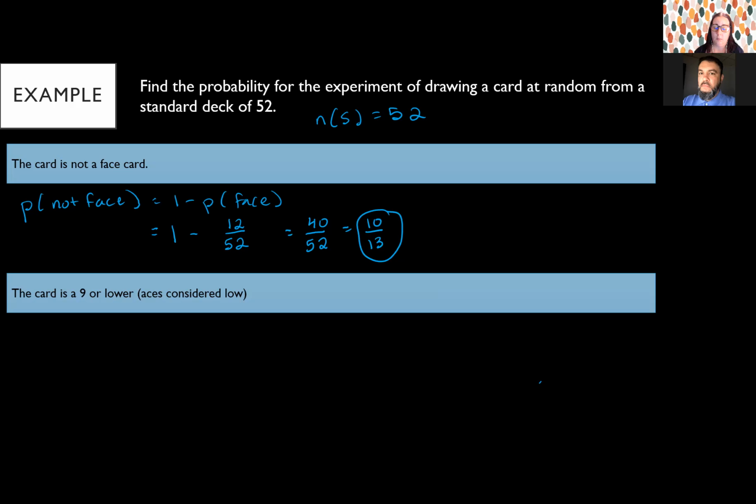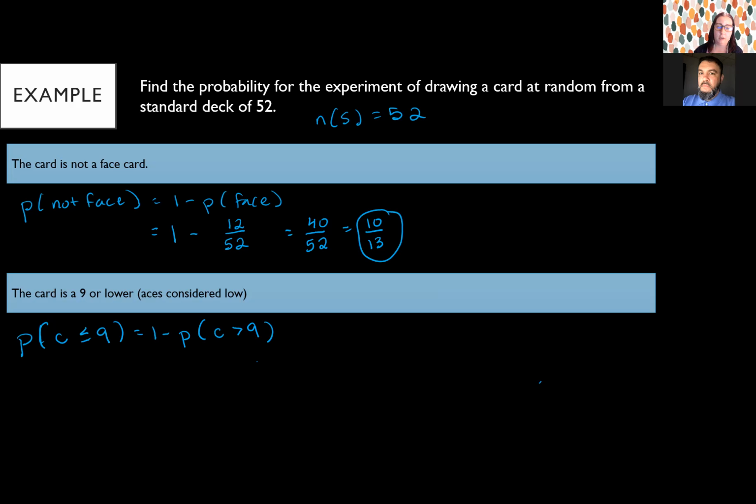The next event that we have here is that the card is a 9 or lower. So if we do this with a complement, the probability that the card, and I'm going to just use C to represent card, is less than or equal to 9. So it's 9 or lower. This would be equal to 1 minus the probability that it is greater than 9. So this would be including 10s, jacks, queens, kings. So I could also write that as 1 minus the probability the card is greater or equal to 10, instead of greater than 9.